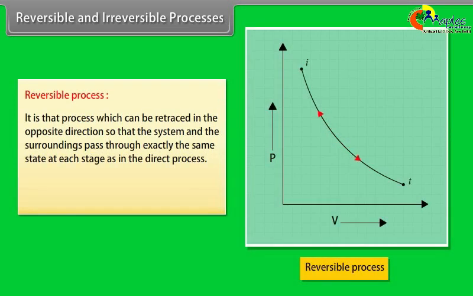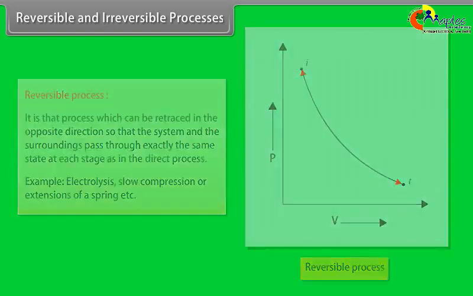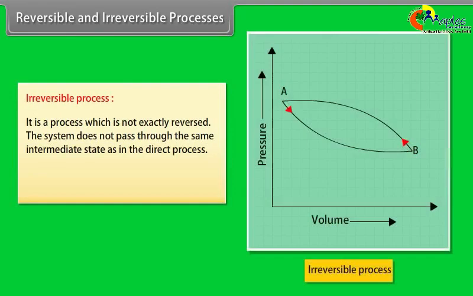Reversible and irreversible processes. Reversible process. It is a process which can be retraced in the opposite direction so that the system and the surroundings pass through exactly the same state at each stage as in the direct process. Electrolysis, and slow compression or extension of a spring are examples of reversible processes. Irreversible process. It is a process which is not exactly reversed. The system does not pass through the same intermediate states as in the direct process. All chemical reactions and natural processes are examples of irreversible processes.